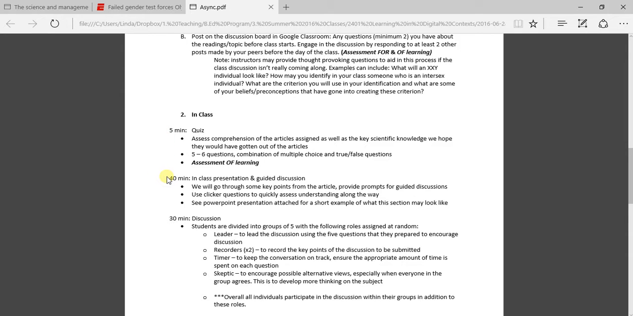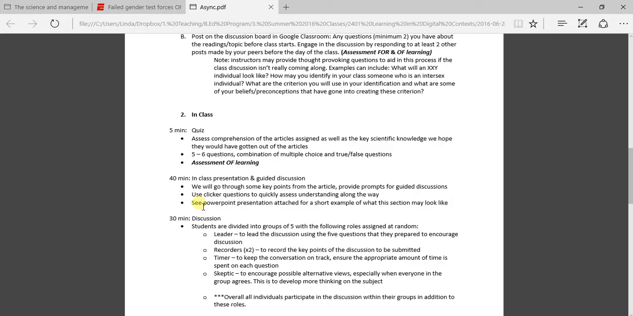And then we'll go on to a 40-minute in-class presentation and guided discussion. So we're going to start off going through some of the key points from the article with provided prompts for discussion. And we can use clicker questions, synced up to Google Classroom, to quickly assess understanding along the way. And I'll show you an example of what we mean by that.